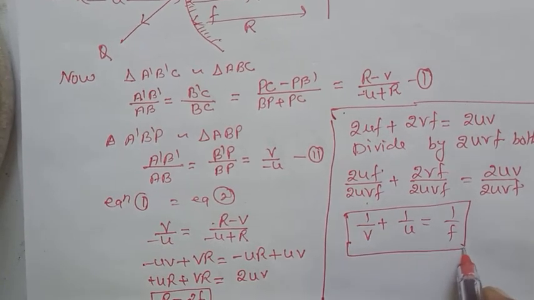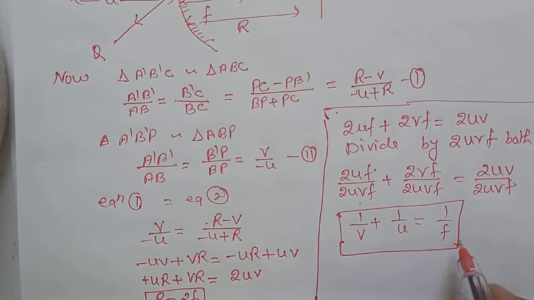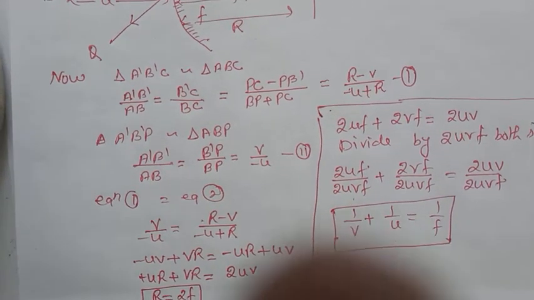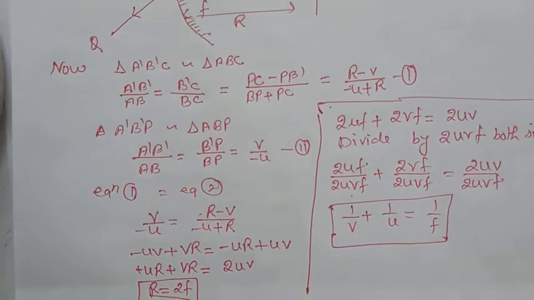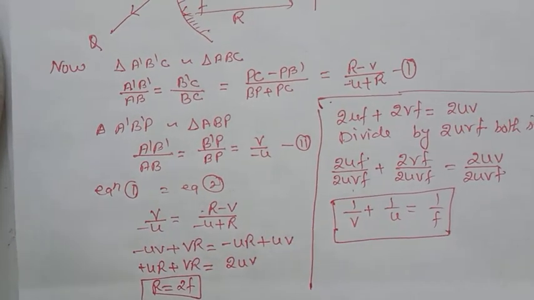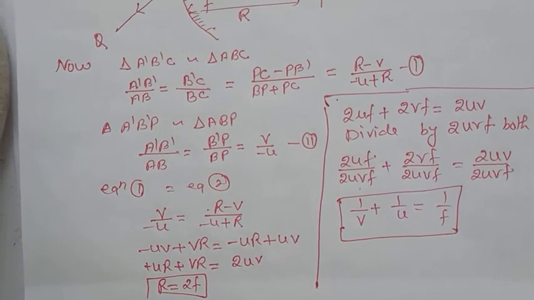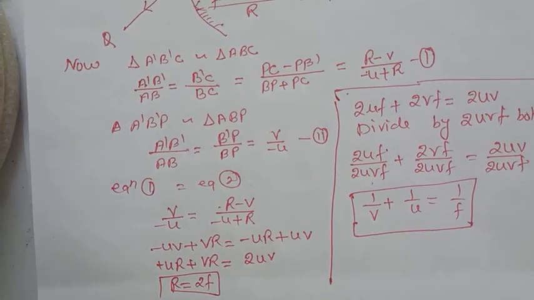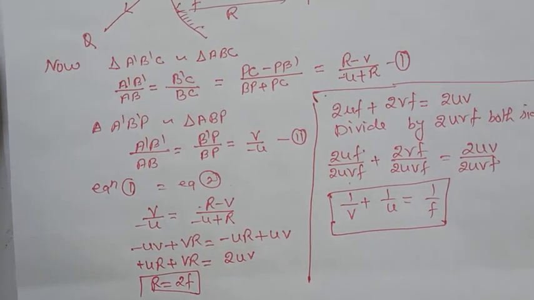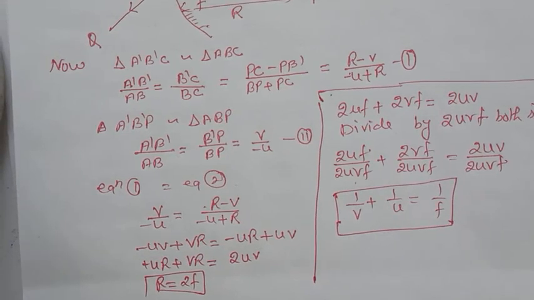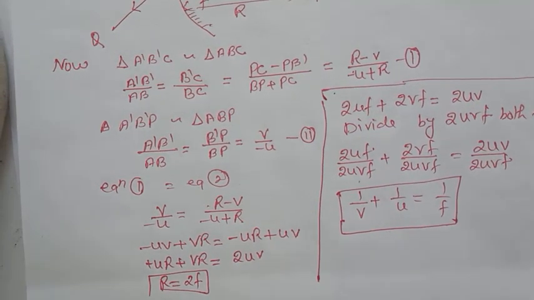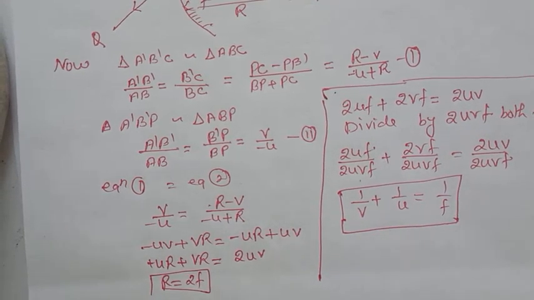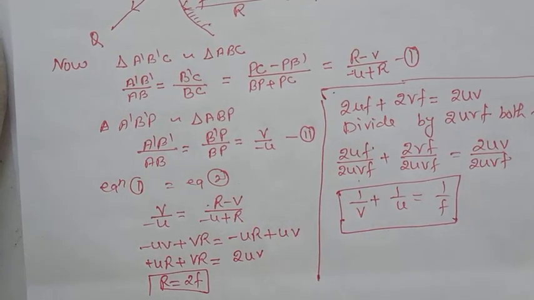This is the condition when a convex mirror forms a virtual image. This topic is completed. We have found the mirror formula under all conditions. First one is when a concave mirror forms a real image. Second one is when a concave mirror forms a virtual image. Third one is when a convex mirror forms a virtual image.